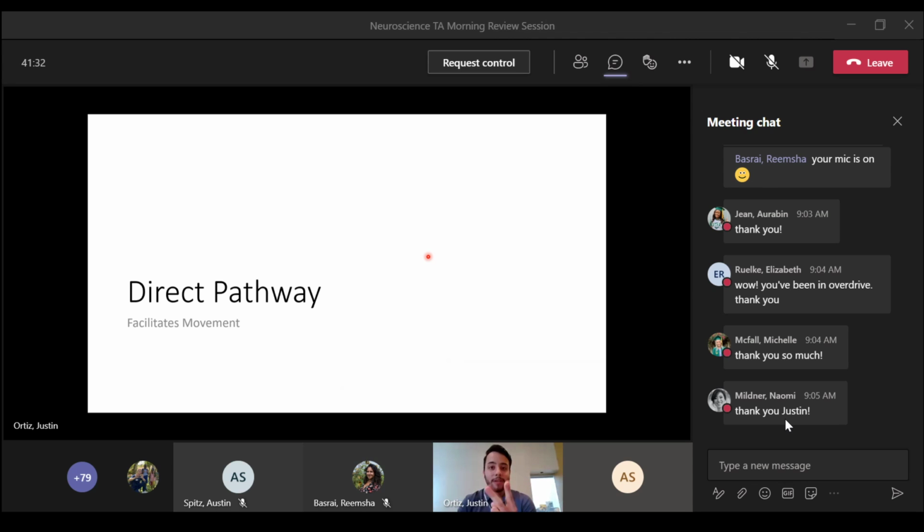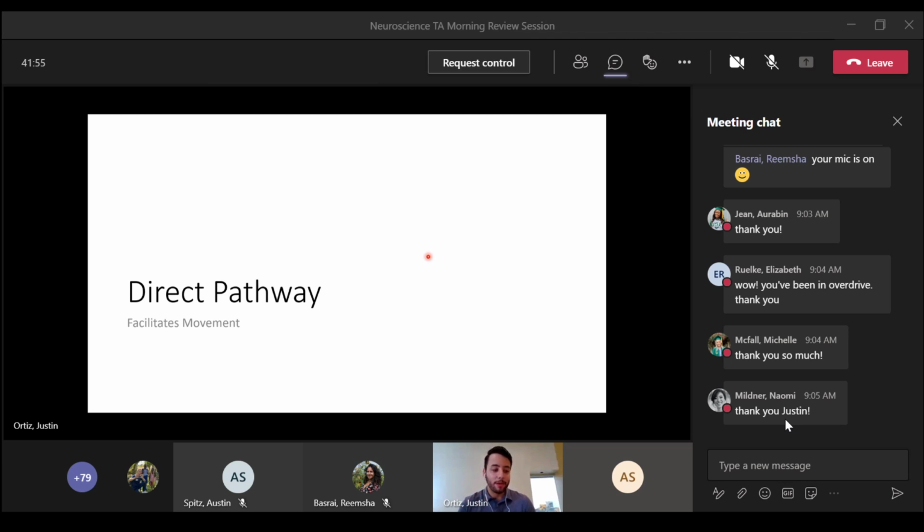We have two types of MSNs, D1 and D2. D1 is going to be excited by dopamine, and that's going to be the direct pathway, which we'll talk about right now. D2 is going to be excited by low levels of dopamine, so that'll be the indirect pathway, which will inhibit movement. So here we have a good basis already, and we're ready to tackle this direct pathway.